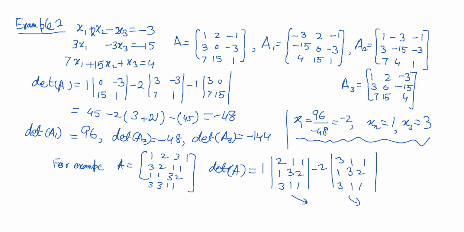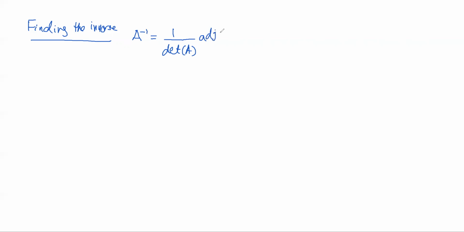Okay, the next use of the determinant is to find the inverse of the matrix. So finding the inverse. The formula for finding the inverse using the determinant is that if you have a matrix A and you want to find its inverse, it will be 1 over the determinant of A times the adjoint of A.